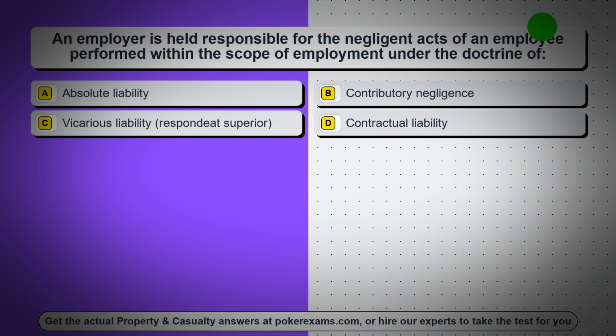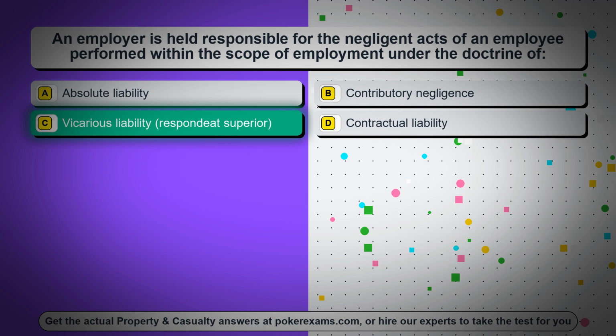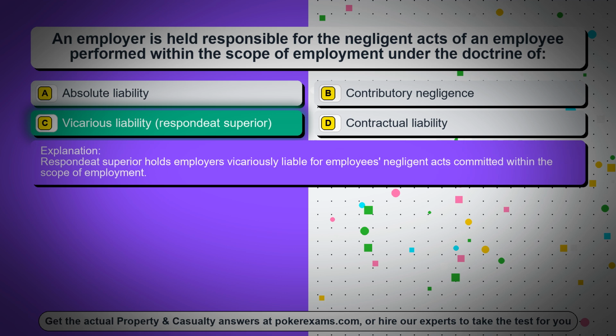Question 89. An employer is held responsible for the negligent acts of an employee performed within the scope of employment under the doctrine of, Option A, absolute liability. Option B, contributory negligence. Option C, vicarious liability, respondeat superior. Option D, contractual liability. The correct answer is Option C, vicarious liability, respondeat superior. Respondeat superior holds employers vicariously liable for employees' negligent acts committed within the scope of employment.